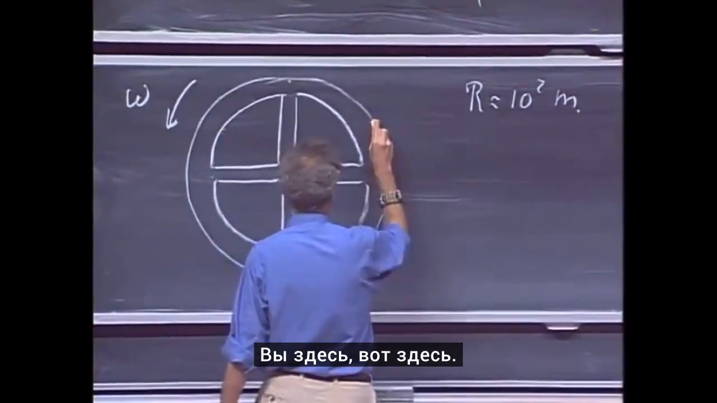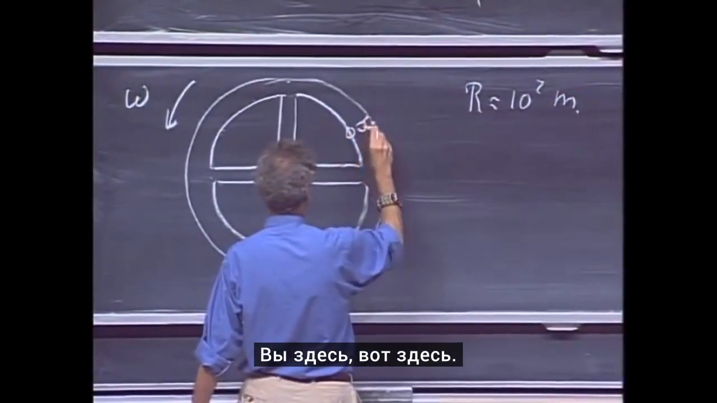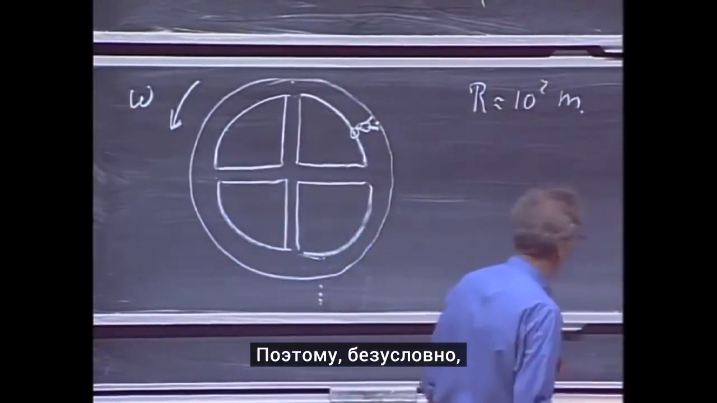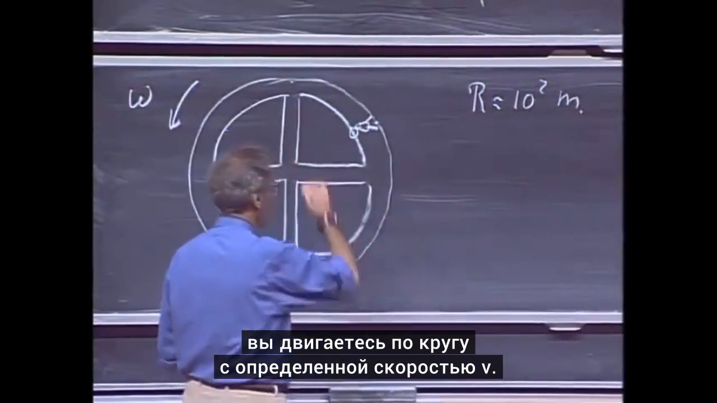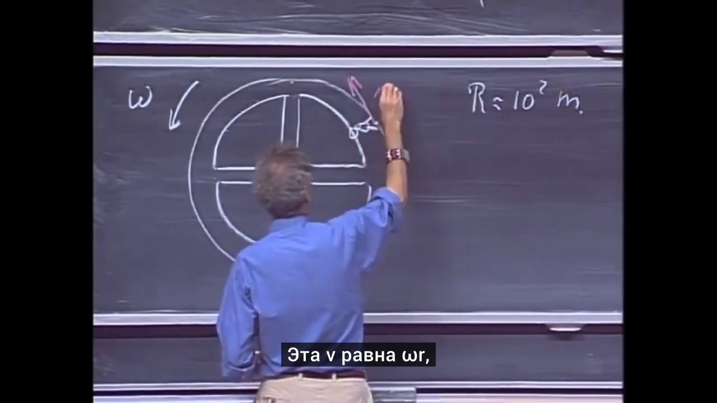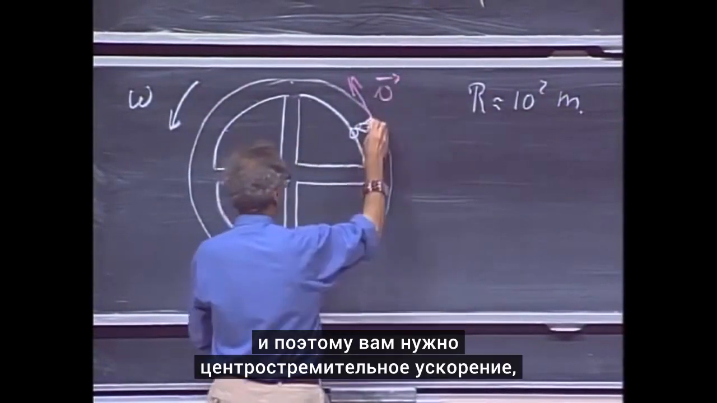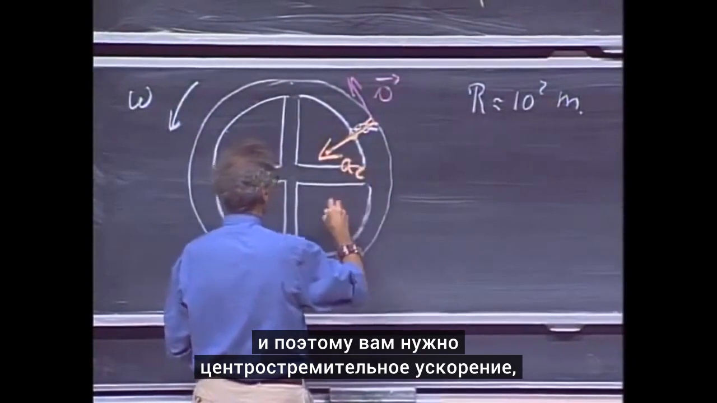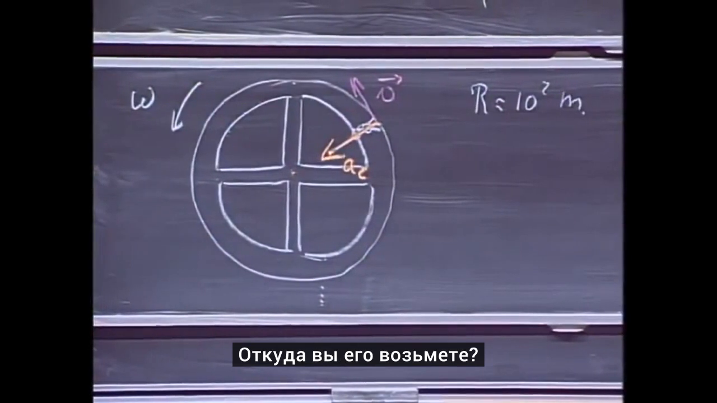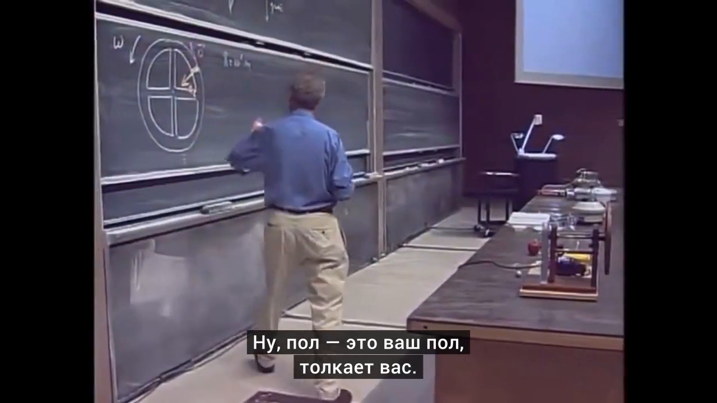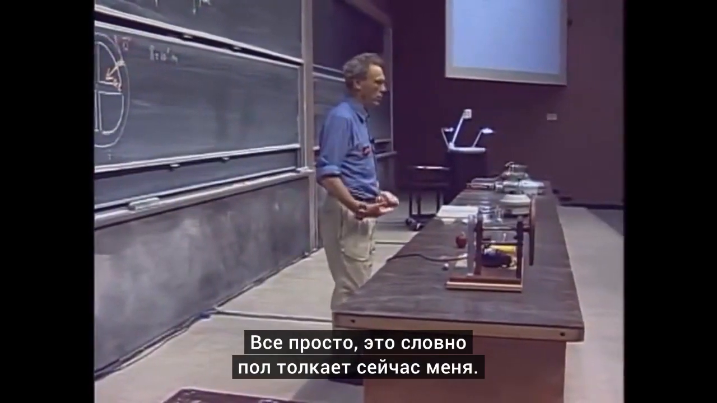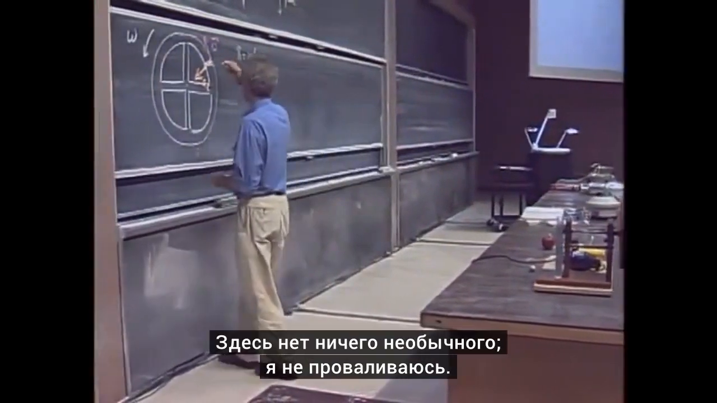You're here. There you are. You go around. Therefore, non-negotiable, you're going around with a certain velocity v. This v equals omega r. And therefore, you require a centripetal acceleration towards the center. That is non-negotiable. Where do you get it from? Well, the floor, this is your floor, is pushing on you. Simple as that. Just like the floor is pushing on me now. This floor is pushing. There's nothing wrong with that.